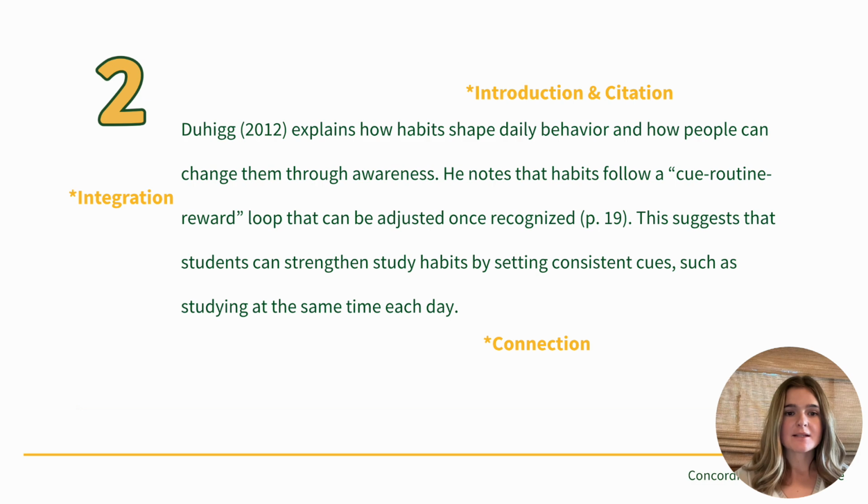Here is our second example. It reads, Doug (2012) explains how habits shape daily behavior and how people can change them through awareness. He notes that habits follow a cue routine reward loop that can be adjusted once recognized. This suggests that students can strengthen study habits by setting consistent cues, such as studying at the same time each day.